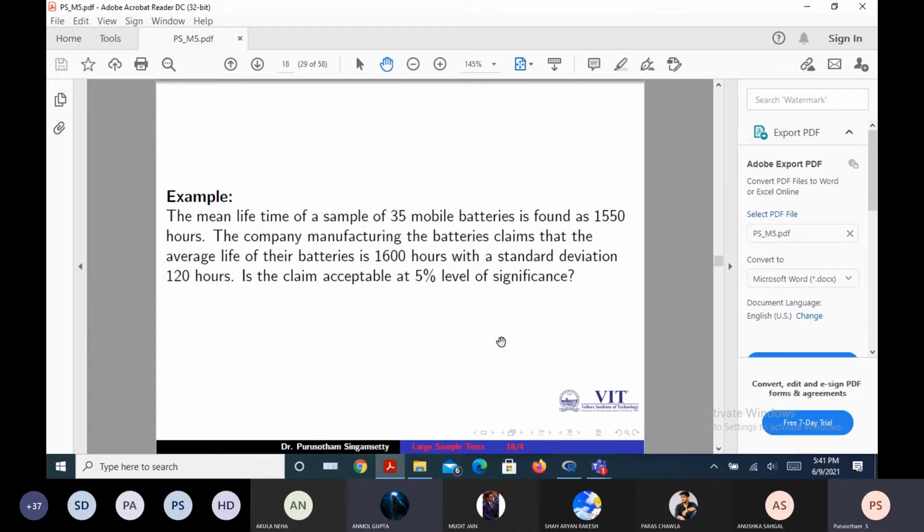Right. Now, what did you understand from this? The very first point we need to think is how many samples are there in the question? So there are 35 samples, or the size of the sample is 35. So the data is related to one particular parameter.